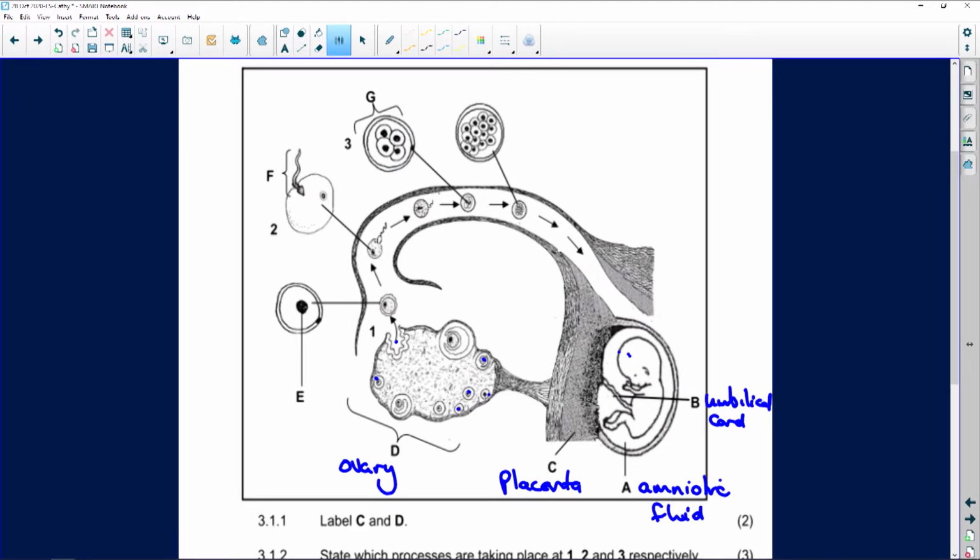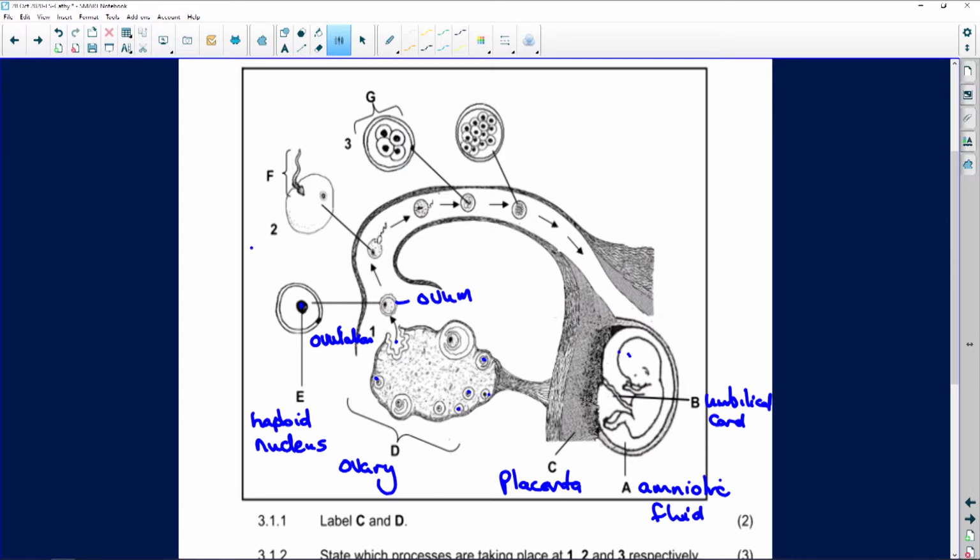Then E, this here is the haploid nucleus. Haploid, because remember it underwent meiosis. So that's your little ovum here. And what do we have at one? One is ovulation, and this then goes to two.